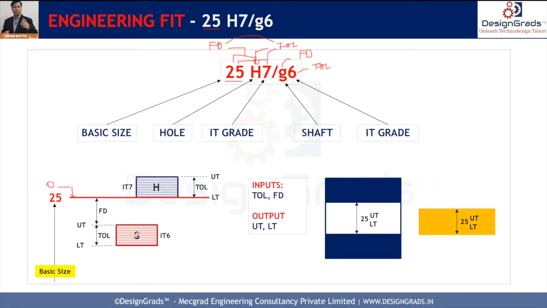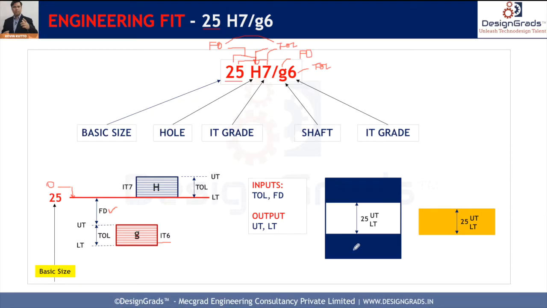Similarly, we have a G block which is the closest block to this 0 line, and you can see here fundamental deviation is shown. So fundamental deviation is the closest deviation to the 0 line, and then we have a tolerance block on G as well, which is represented by IT6. So once we know the basic size, that means hole size and shaft size, and once we know the fundamental deviation, and once we know the tolerance, it's easy to find lower tolerance and upper tolerance on this basic size.